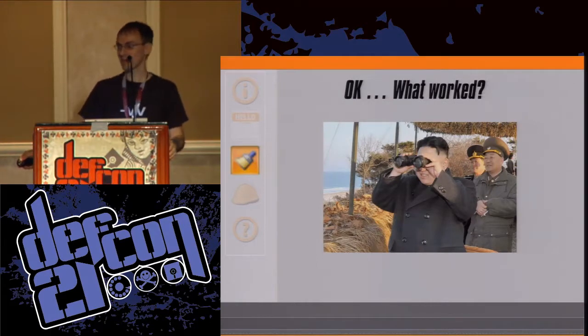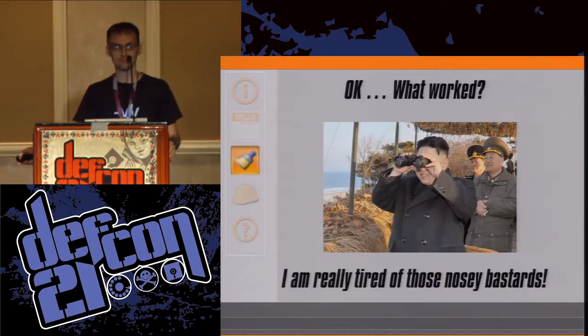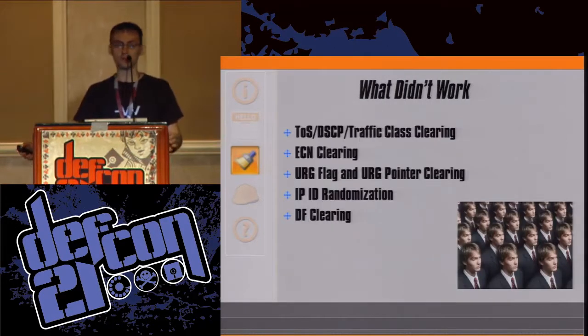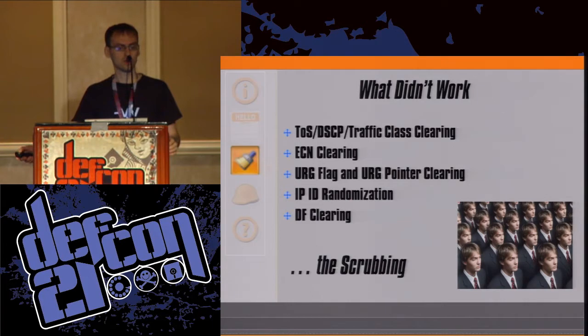We now want to talk about putting this on the hardware, what worked, because I know we are getting really tired of those nosy bastards. Okay. Well, we're going to start off with what didn't work, or what didn't work so well by itself. The type of service clearing, the ECN clearing, urgent flag, urgent pointer clearing, the IP ID randomization, the do not fragment flag clearing, and the scrubbing.